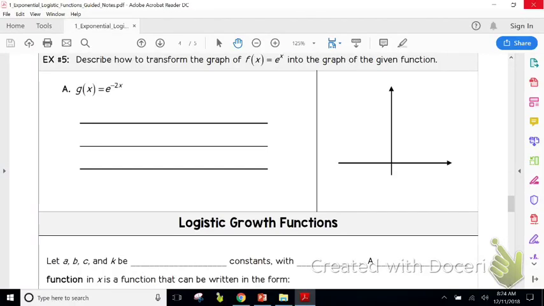All right, so example 5, we're trying to take f of x equals e to the x, and it's going to go to g of x equals e to the negative 2x. Describe what is happening here. So what is the negative going to do to the graph? It's going to reflect it across which axis? The y-axis.